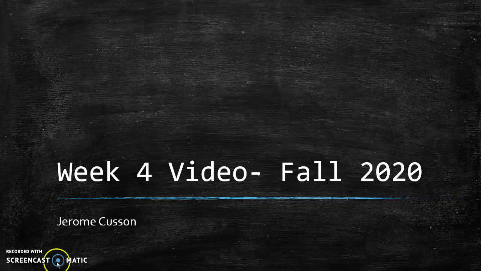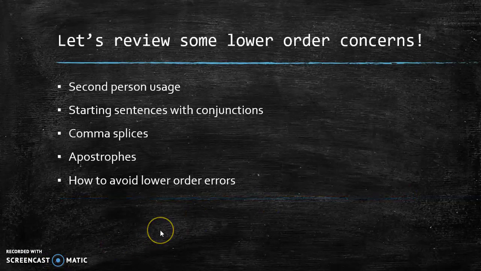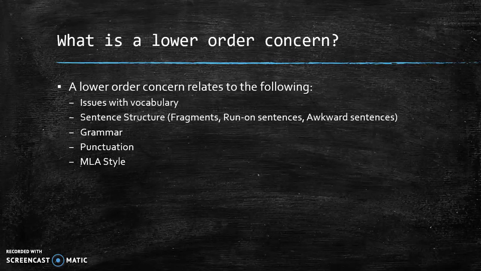As we go into the next slide here, these are the lower order concerns. There are 4 of them that I want to go over, and then talk about how to avoid lower order errors. I'm a firm believer in the rule of 3 or 5, so that's why I'm going to go over these 5 concepts over the course of this video today, starting with second person usage, going into starting sentences with conjunctions, comma splices, apostrophes, and then how to avoid lower order errors.